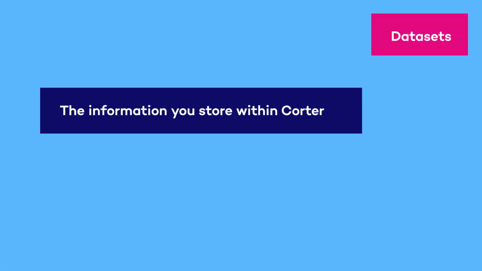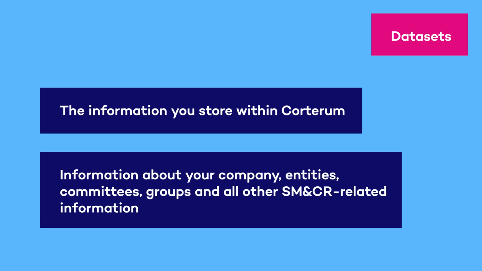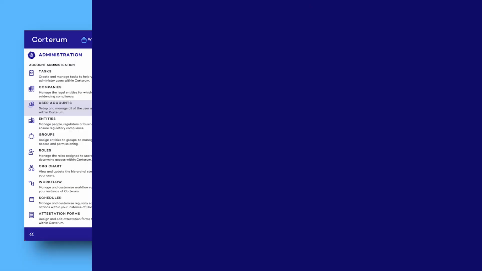Datasets. Datasets represent the information you store within Corterum. This includes details about your company, information on your entities, any committees or groups that you have created, and all other related information which might be applicable towards SMCR.